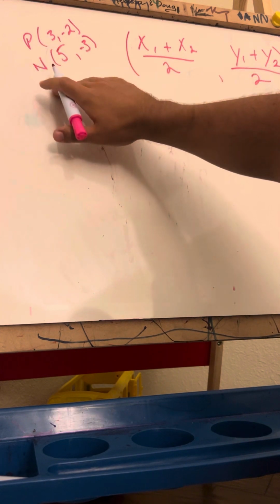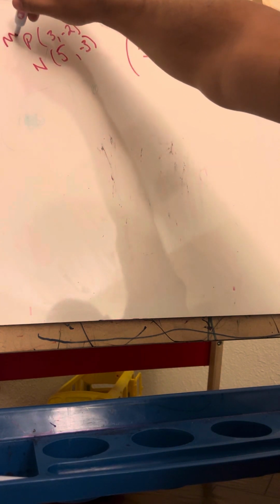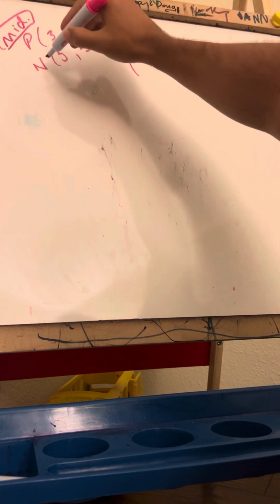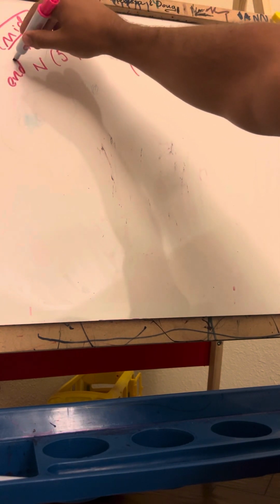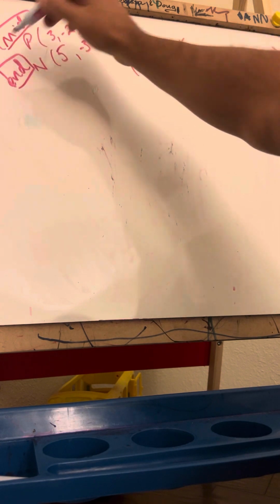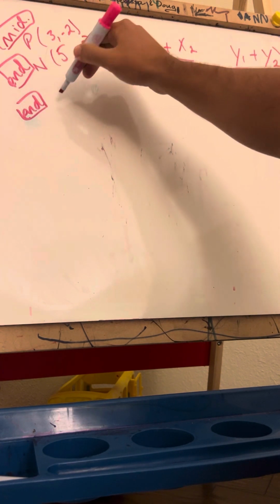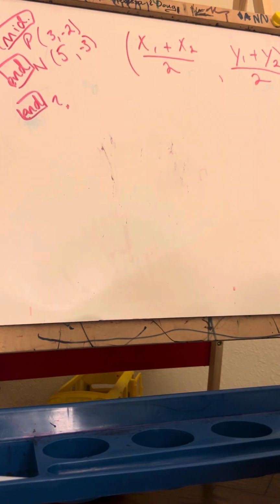So we're looking for... P is the midpoint. N is one of the endpoints. And we're looking for the other one, because there are two endpoints. All right, so we know P is the midpoint, N is the endpoint. We're looking for this other one.